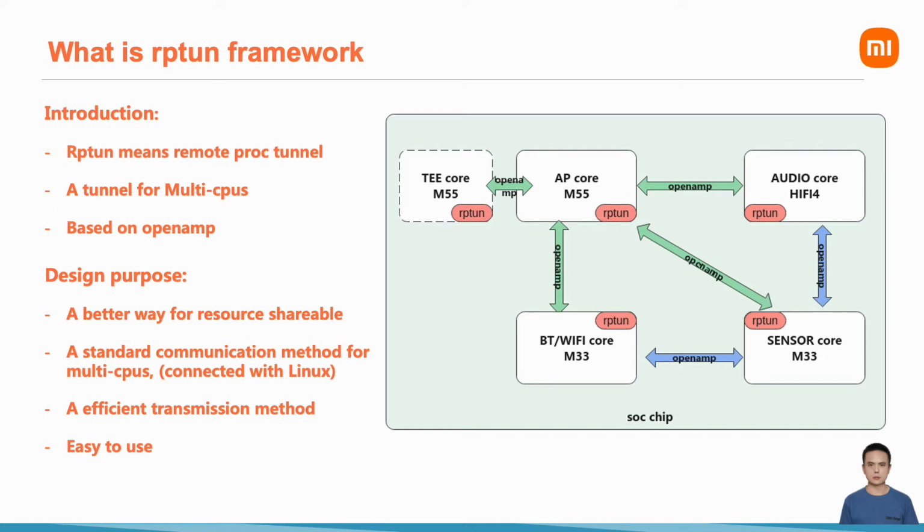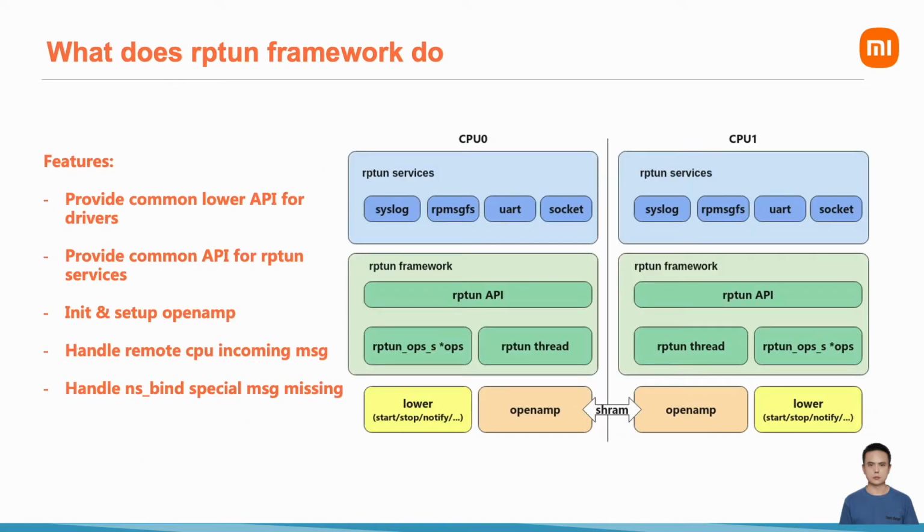It can connect with Linux. Rptun is an efficient transmission method. Important thing, it is easy to use. Then next question: what does the Rptun framework do? First, provide a common lower API for drivers. Second, provide a common API for Rptun services.